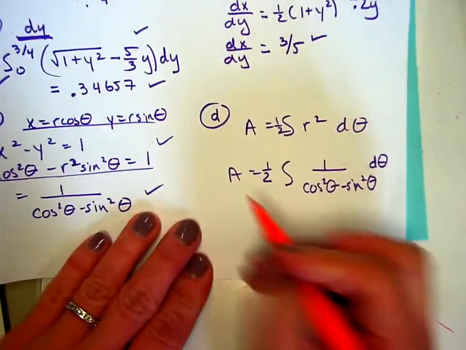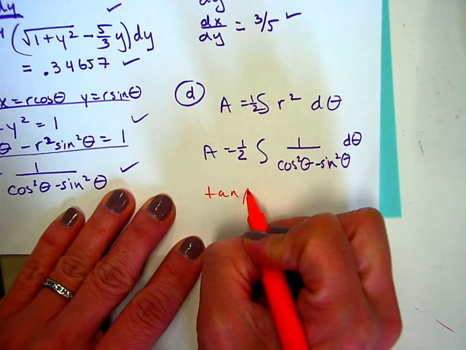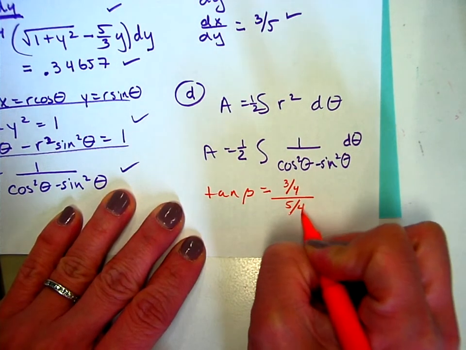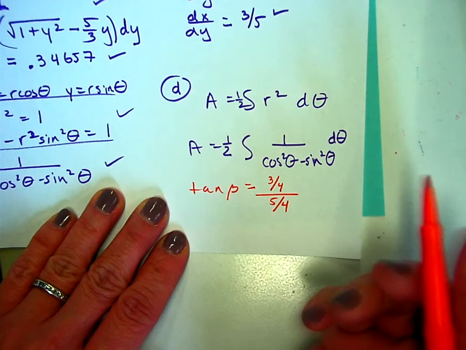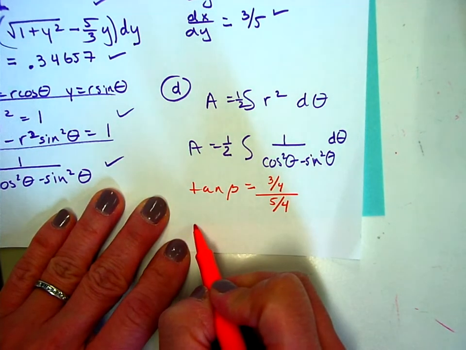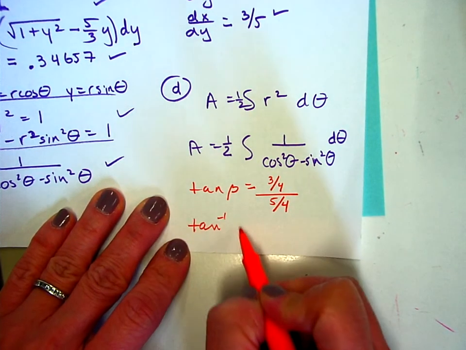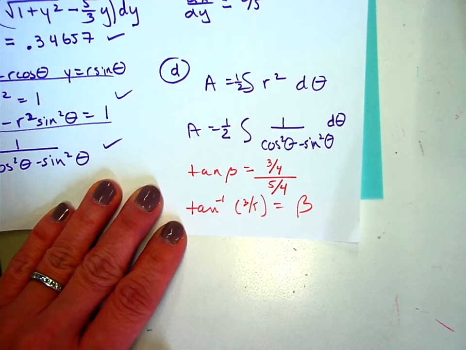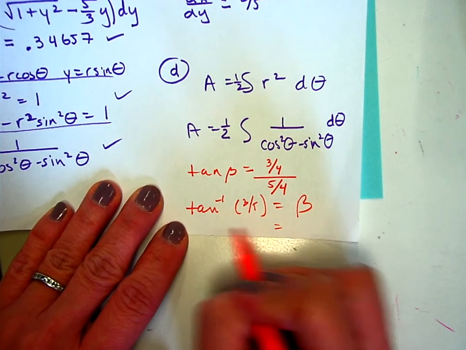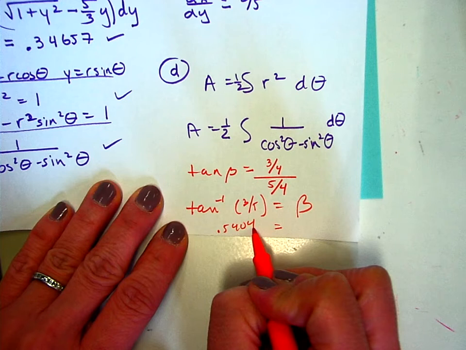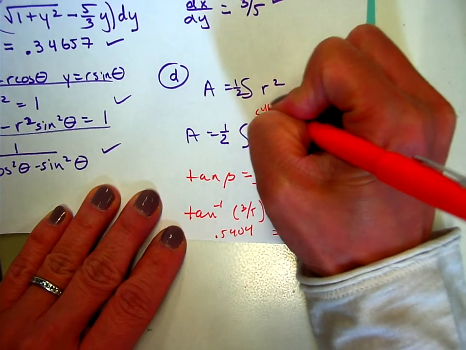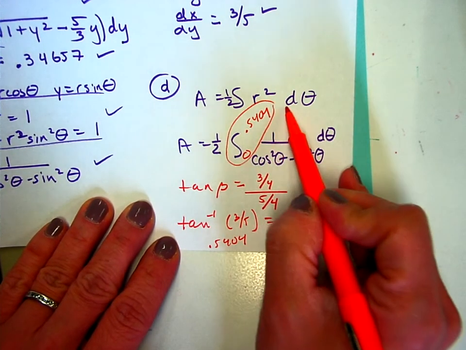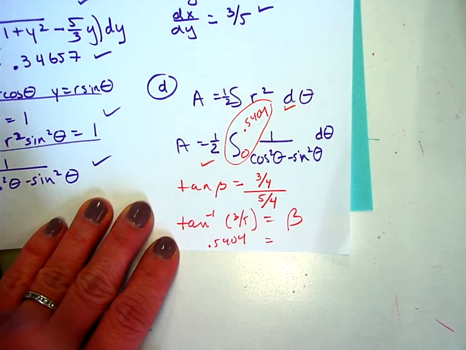So I know that the tangent of that angle beta is 3/4 divided by 5/4, right? Opposite over adjacent. You can use the inverse trig function and you're going to figure out what beta is. So it's whatever the inverse tangent of 3/5 is. It ends up being 0.5404 something. So this is 0.5404. So it is 1 point for the angle, and then it is a point for everything else on the integrand for part D.